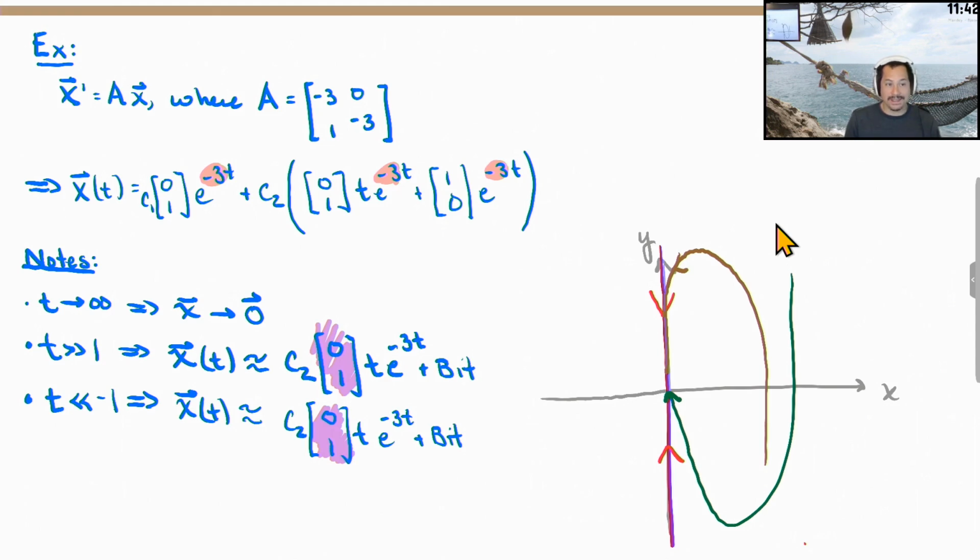An initial condition? That's a good idea. Okay. Let's choose an initial condition. Let's say x vector of 0 is equal to 1, 0. Where is that? Wouldn't that just be like right here? In green? That green dot?